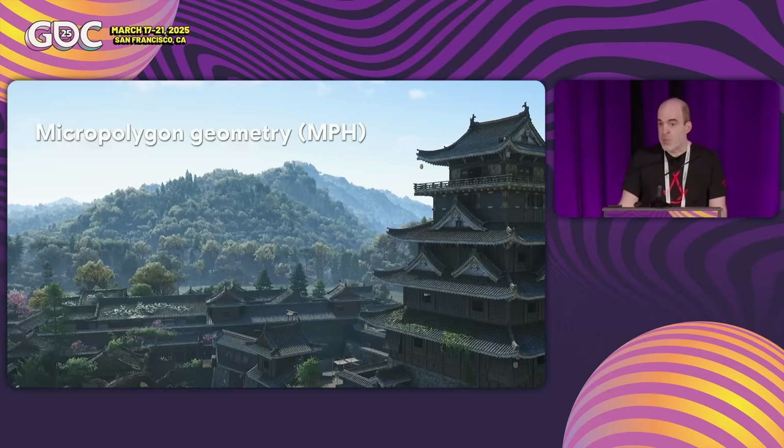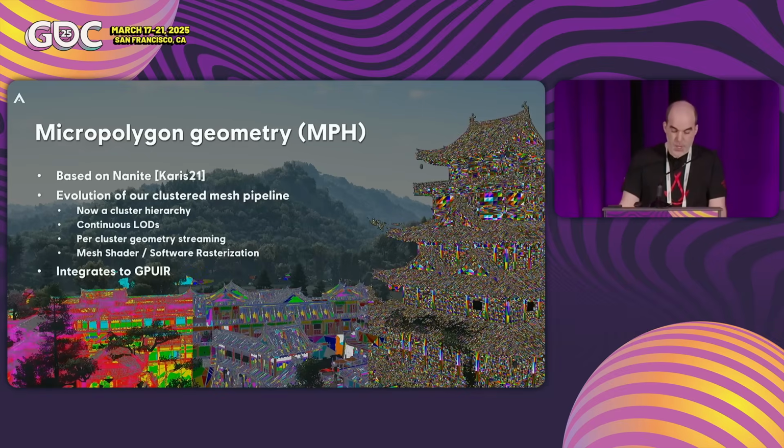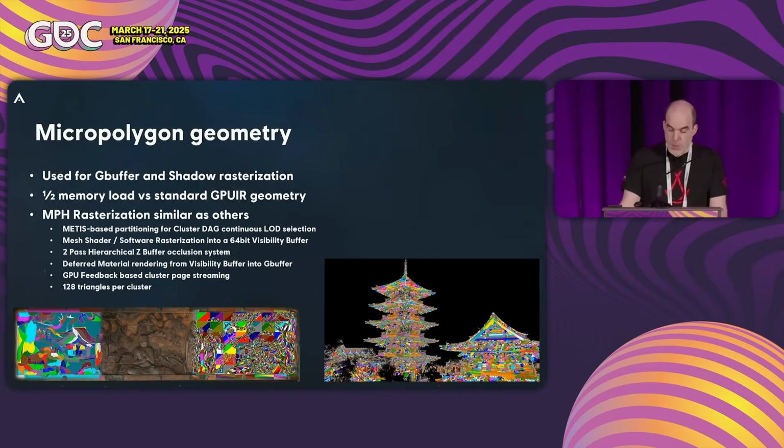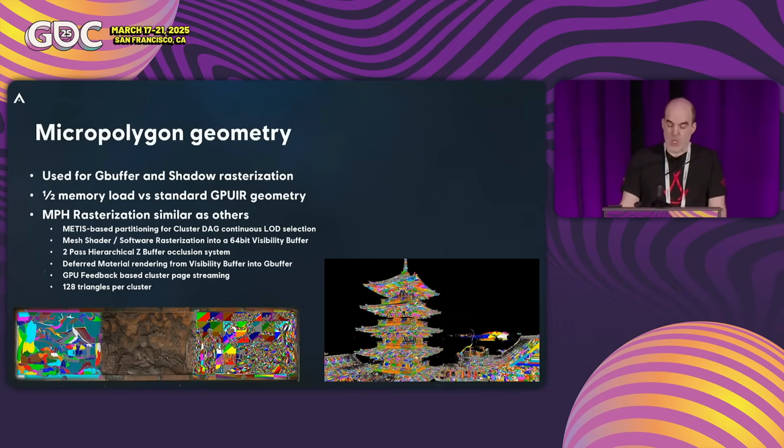So additionally to the GPU instance renderer, we added support for a micro-polygon geometry pipeline. It's based on Nanite from Brian Karis, which was presented in 21. It's an evolution of discrete clustered mesh pipelines, really. In this pipeline, a mesh is made of a cluster hierarchy with continuous level of details. So we stream clusters individually based on their visibility, and polygons are either hardware or software rasterized based on their size. So micropoly is used for G-buffer and shadow rasterization.